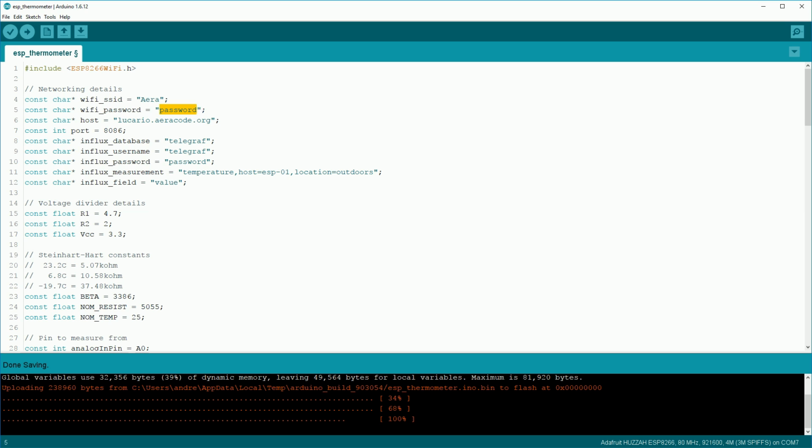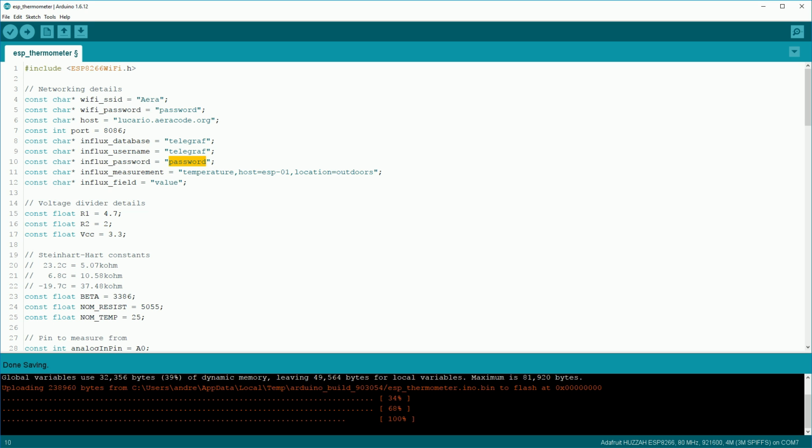And then on to the database. In this example, I'm using InfluxDB. It's a good time series database where you can easily submit values over HTTP posts, and it's perfect for this kind of operation. What I've got here is the host and port it's running on. This is my server, Lucario. And then the database itself: database name, the username to log in as, and the password.